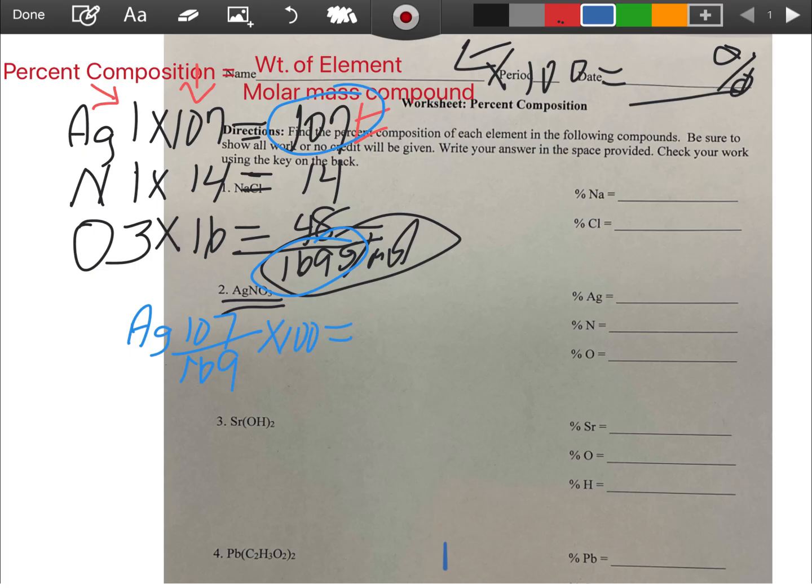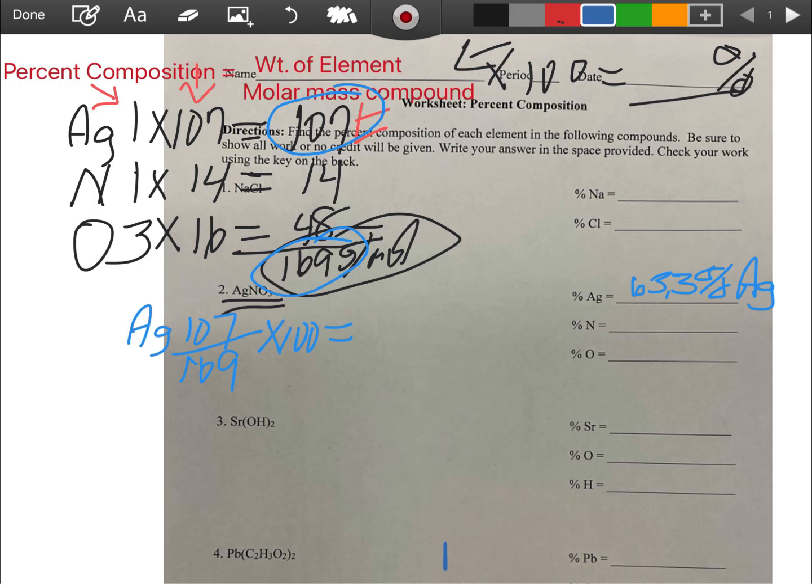Now I saw some people on Friday, you guys did pretty good on the bubblegum lab, okay? But remember that when you're doing division, the top number goes first, 107, and then divide by 169, equals, times 100, and that's going to give you your percent. So I get 63.3136. We can round that off to 63.3% of silver. Okay? And that's your percent for that element.